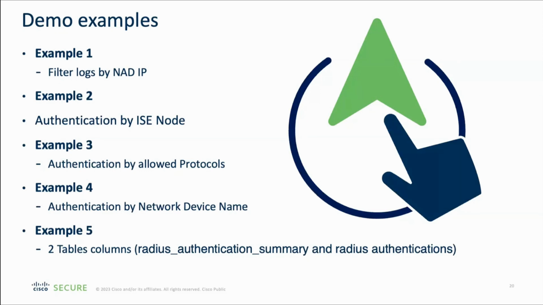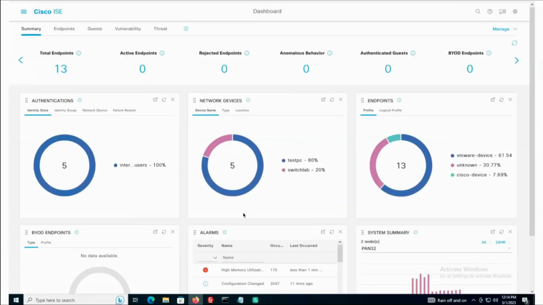And the 5th example is a real example where I'm going to join 2 different tables. I'm going to get the information from 2 tables, and I'm going to put it in one single table. This is totally possible, and this is something that, at least I know, is not possible with the reports. Okay. So let's have a look at it.